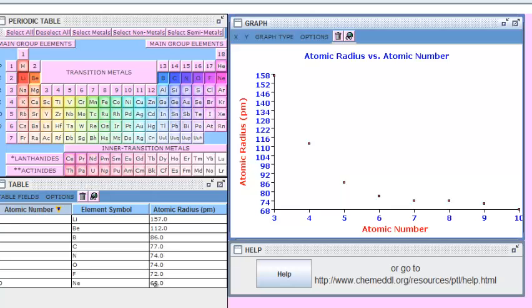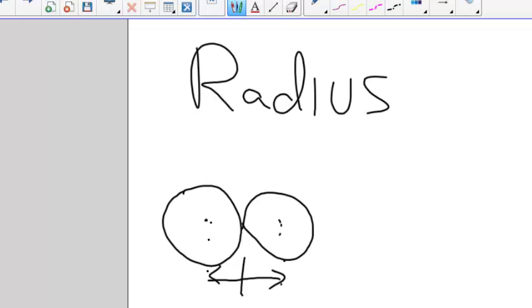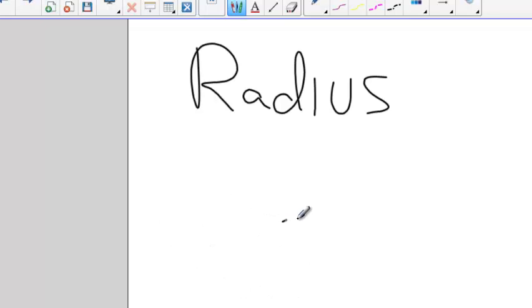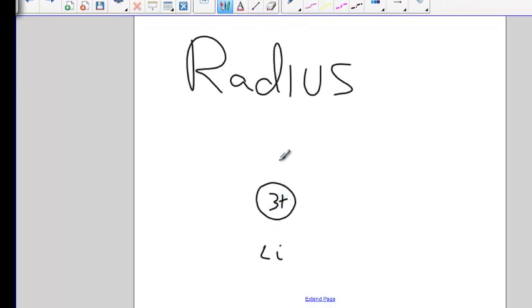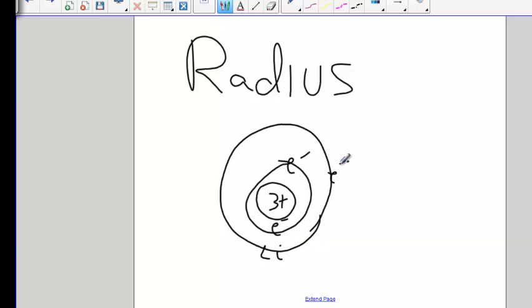And the answer has to do with the different nuclei of all of these elements. So if you think about radius, let's draw lithium. Here's my lithium. It's got 3 positives in the nucleus, 2 electrons in the first ring, 1 electron in the second ring. Electrons are negative, remember, and a nucleus is positive. So the negative electrons are attracted to the positive nucleus. So they get as close as they can while still staying in their orbits.